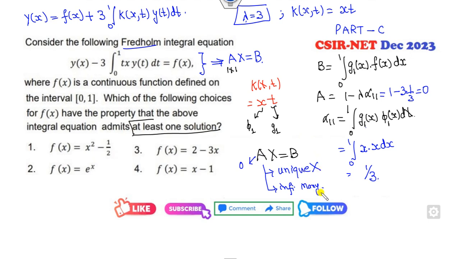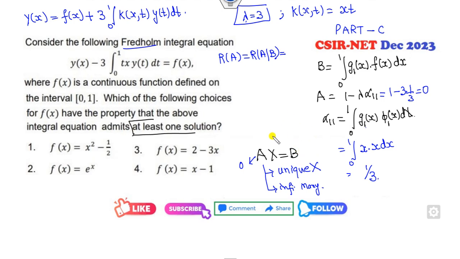So when will it be a solution? Only when it has infinitely many solutions. What is the condition for infinitely many solutions? That means the rank of A and the rank of the augmented matrix are the same, and it's the same as the number of variables. So for the rank of A, because it has a 0, we must show that the B value must be 0. So this is our target.